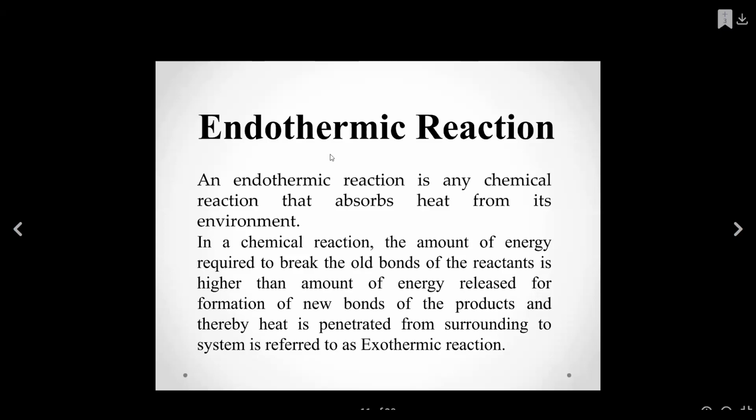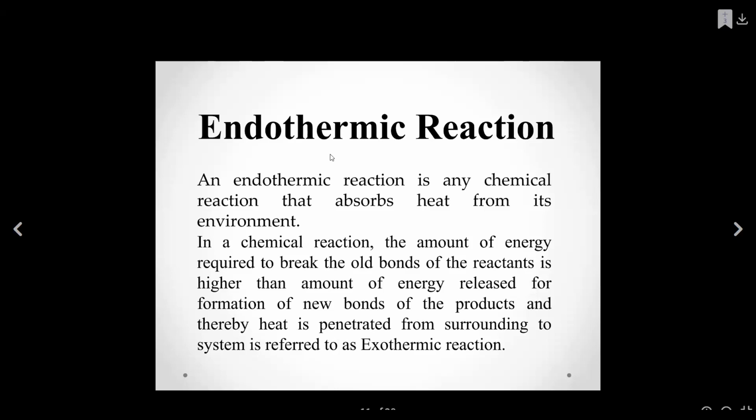So now the next thing is endothermic reactions. In an endothermic reaction, the amount of energy required to break down the old bond of the reactant is higher than the amount of energy required to form a new bond of the products, and thereby heat is transferred from the surrounding to the system.